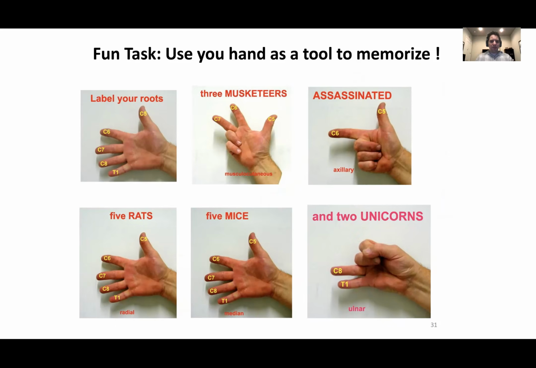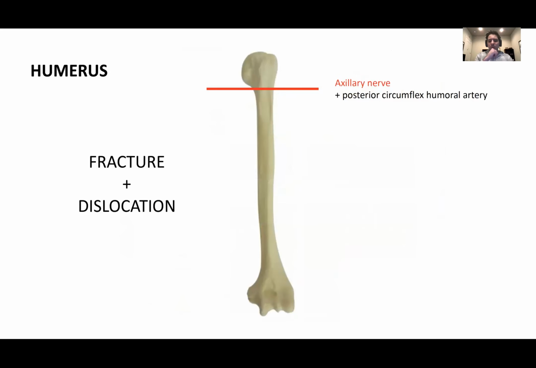All right, let's move on to the upper limb. So again, a lot of buzzwords here. If you have a fracture up here at the neck of the humerus, typically it's the axillary nerve. If there's some sort of dislocation, remember the posterior circumflex humeral artery wraps around the humerus, like makes a ring. So if you dislocate the humerus, a lot of times you can injure the posterior circumflex humeral artery. So those kind of go together.